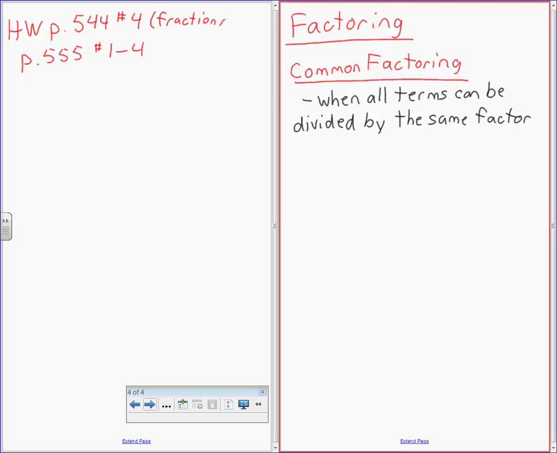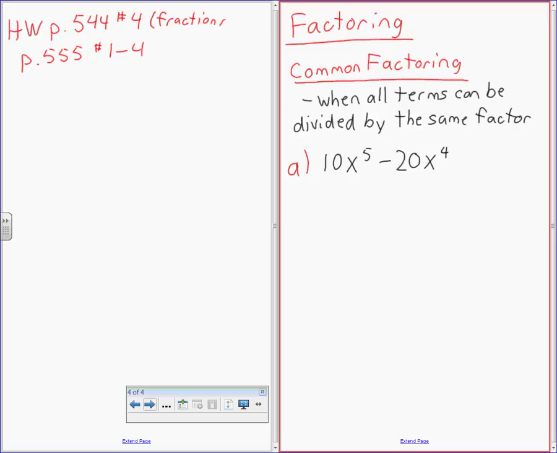So my example A I want to do is, let's say, 10x to the fifth minus 20x to the fourth. Don't be afraid, we will not be using x to the fifths and x to the fourths that much in this course.